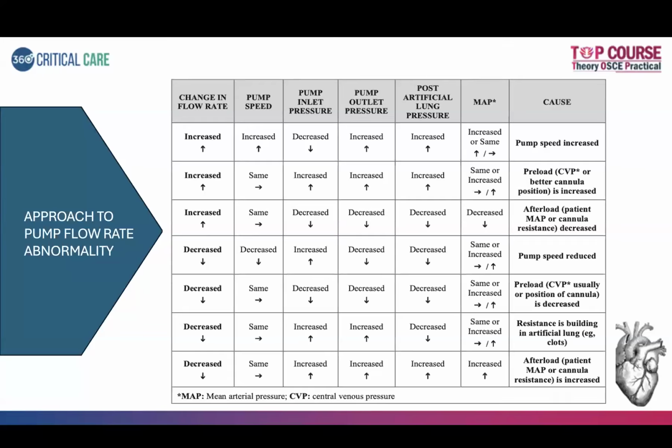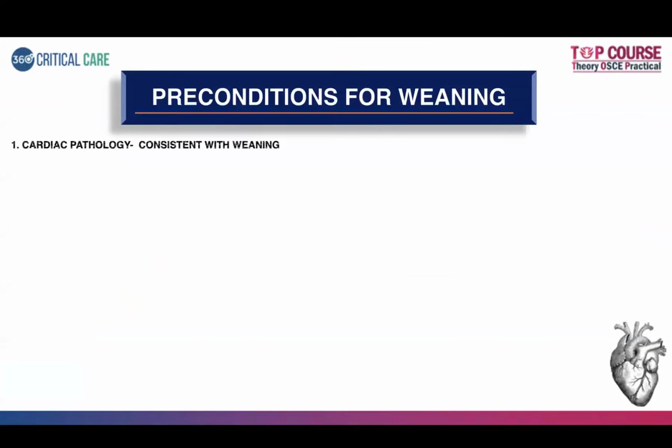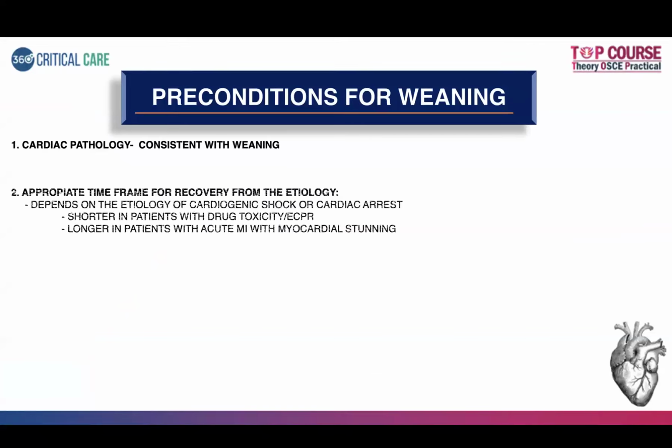Once the patient has improved on VA-ECMO with progressive resolution of the underlying disease process, weaning can be initiated. It's almost similar to a patient on mechanical ventilation. The preconditions for weaning are: one, the cardiac pathology should be consistent with weaning, that is, they should be in an improving state. There should be an appropriate time frame for recovery from the etiology. It depends on the etiology of cardiogenic shock or cardiac arrest. It's usually shorter in patients with drug toxicity or ECPR, and it may be longer in patients with an acute MI with myocardial stunning.